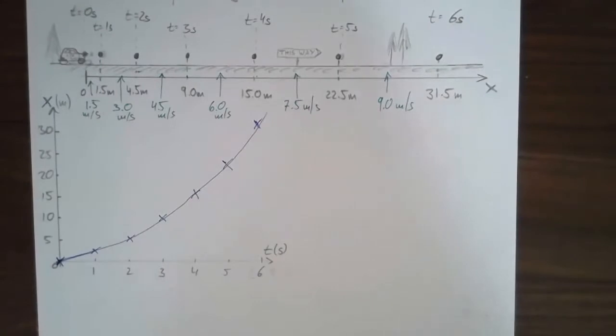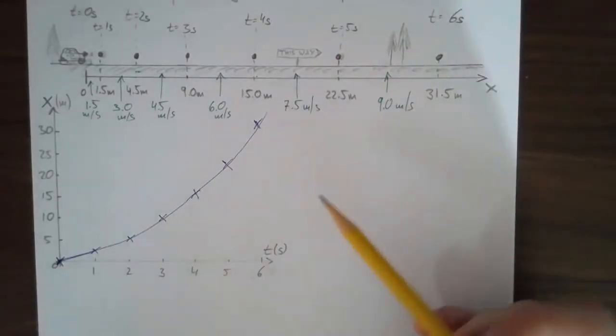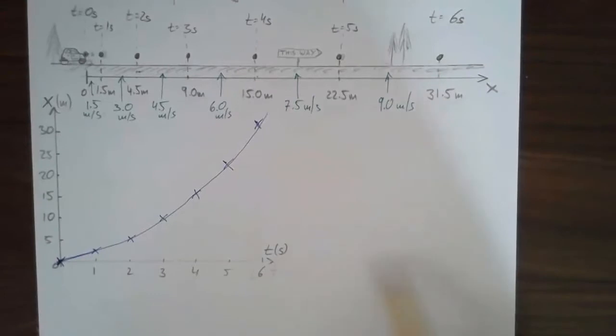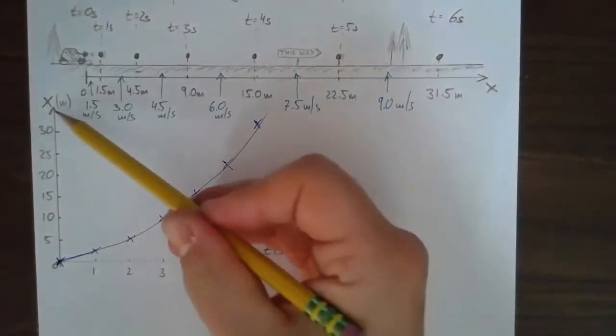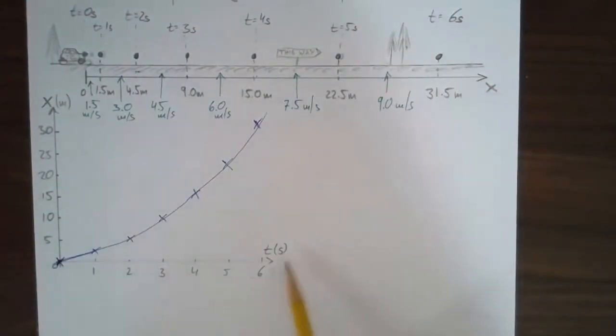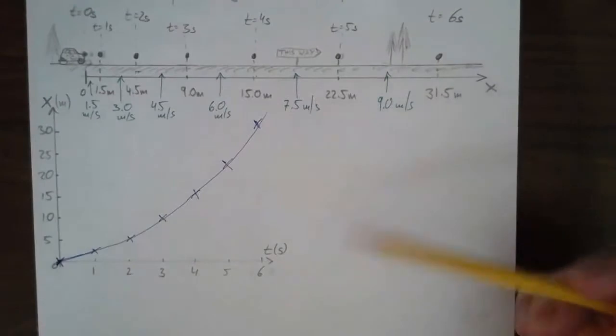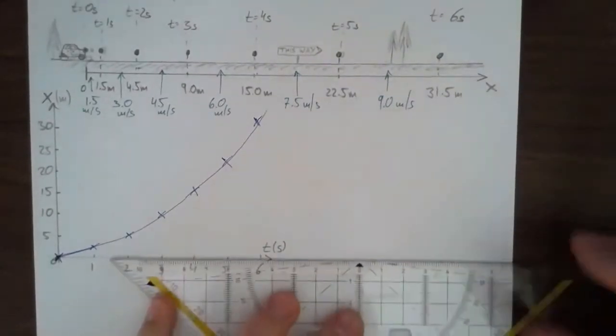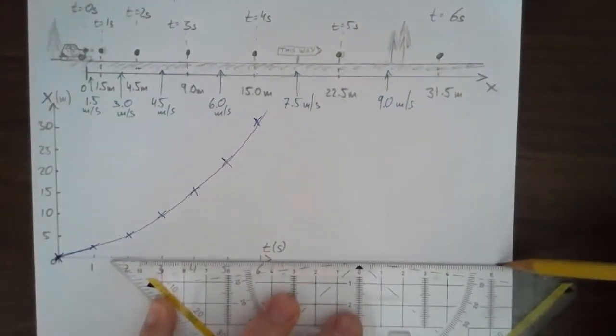So let's plot those on a graph. Now, we're going to plot what's called a velocity time graph. A velocity time graph has time along the bottom, along what you might call the x-axis, but that's confusing terminology because we use x for position. Along the horizontal axis, it has time, and then on the vertical axis, we're going to put velocity. So let's do that.